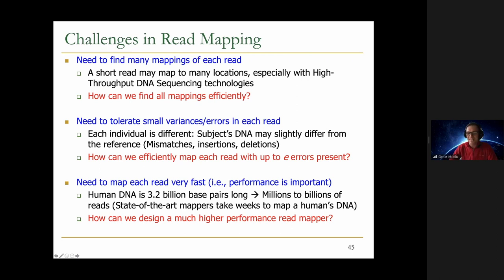Some of the mappers, depending on how comprehensive you are, depending on the value of E over here, and depending on whether or not you're missing anything, may not take weeks. They may take very little time, actually. Some of the mappers that are used in the field are missing a lot of information. As a result, they can be quicker than what I describe over here. But our goal is to be comprehensive and at the same time efficient. So the key question is, how can we design a much higher performance read mapper?